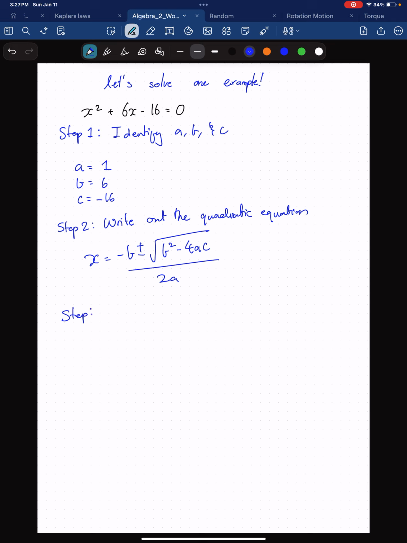Step 2 is to write out the quadratic equation. All right, that's our step 2. So this is the equation, and step 3 will be to just plug in A, B, and C into the quadratic formula.